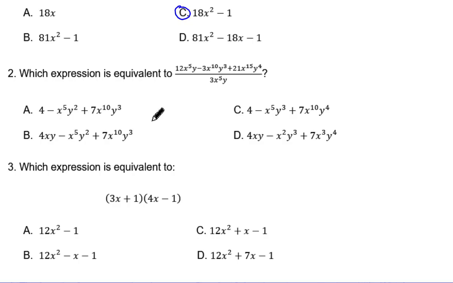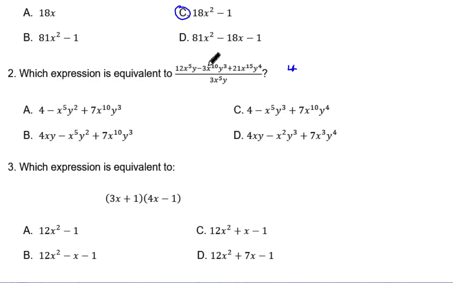Which expression is equivalent? So here we are basically dividing all of the terms. If you notice, there are 3 terms here, 1, 2, 3. And we need to divide each of the terms by 3x to the 5th power times y. So basically you have to just make sure everything is divided. 12 divided by 3 is 4. x to the 5th divided by x to the 5th, that's cancelled. y divided by y, that's also cancelled. So basically all I have here is just the 4. Okay, so it's between A and C.